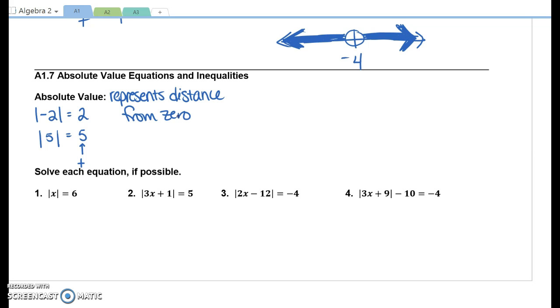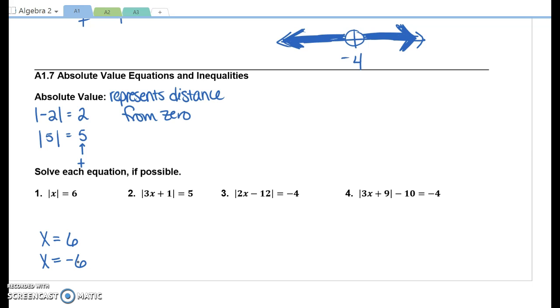So number 1, the absolute value of x equals 6. We need to have a solution that tells us what x values are 6 units away from 0. So what's one number that's 6 units away from 0? 6. Is there another number that is 6 units away from 0? -6. So notice there are 2 solutions to this equation. X can equal 6. X can also equal -6. Both of those x values are 6 units away from 0.